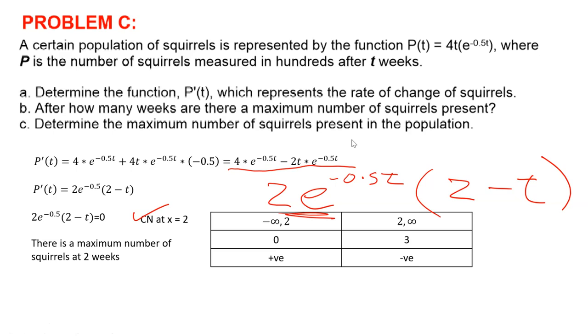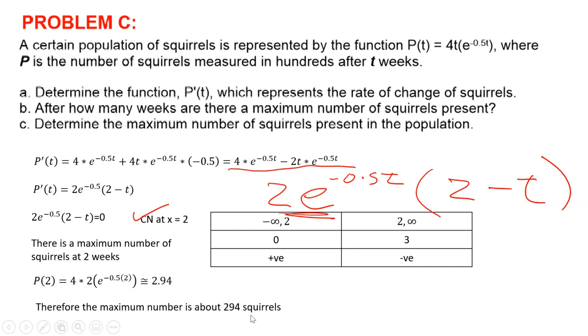But the question is, how many squirrels do we have? And how do we answer that question? Come on, folks. I don't want to be the only one here. Plug the 2 into the original. Thank you, Richard. That's exactly what we're going to do. So plug 2 into the original to get 2.94. But please remember this is 294, because it says that P is the number of squirrels measured in hundreds. So multiply the 2.94 by 100. Thank you very much, Richard.